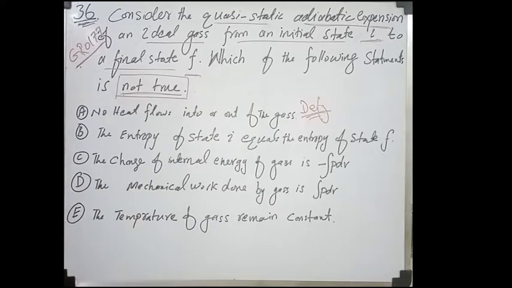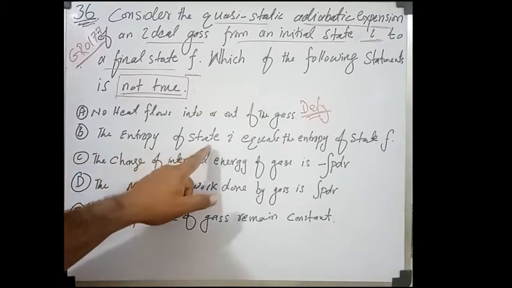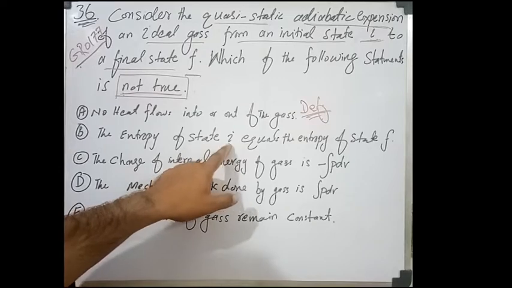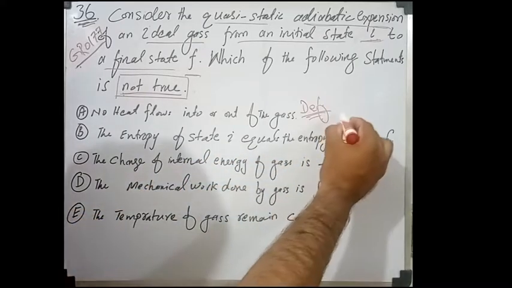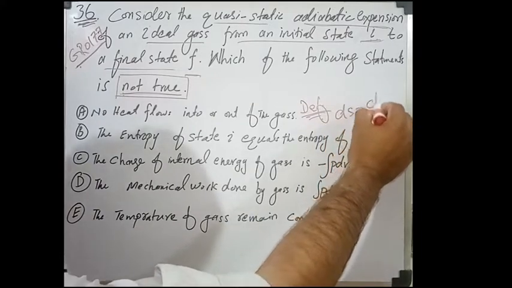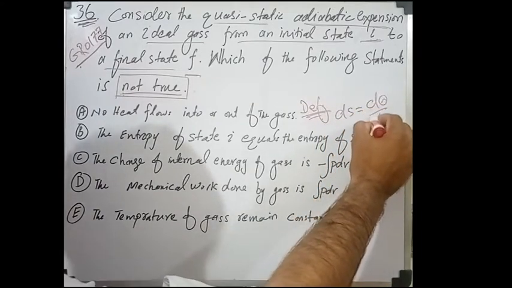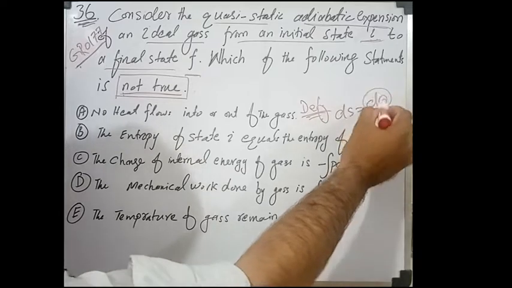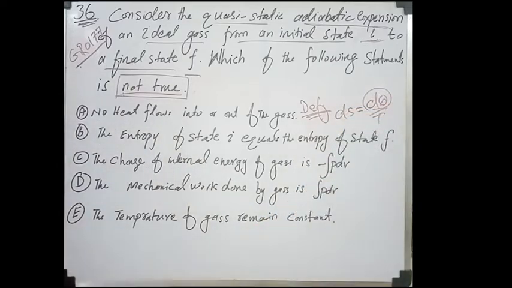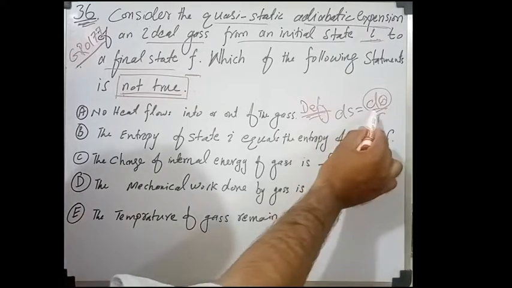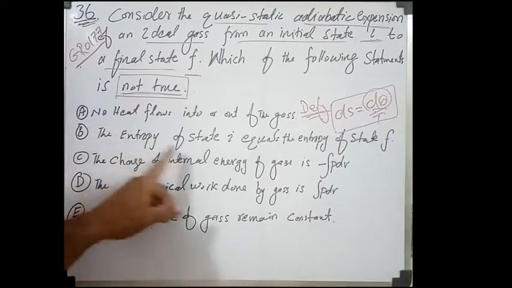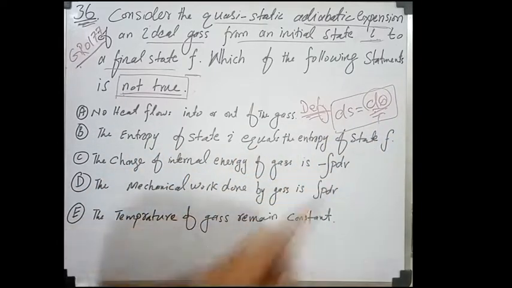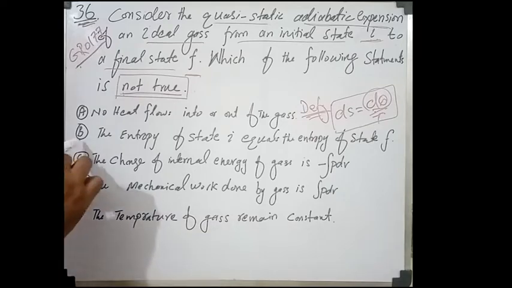The second option: the entropy of the first state I is equal to the entropy of the second state. For this, entropy by definition is given by dQ divided by T. This is the change in heat dQ, but in this process there is no change in heat, so there is no change in entropy. So the final entropy is equal to the entropy of the initial state. So this is also true.